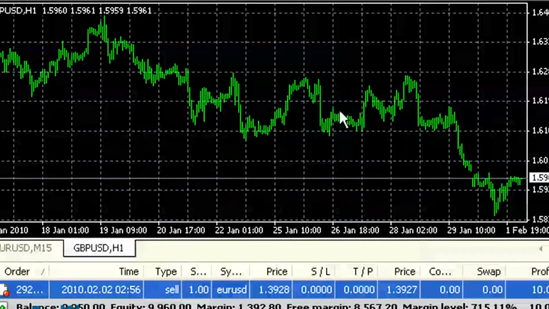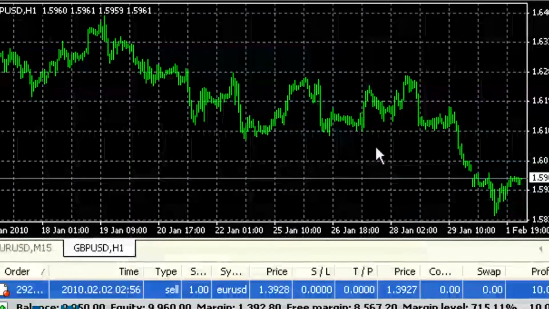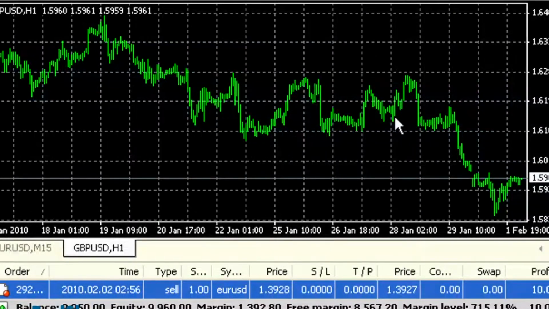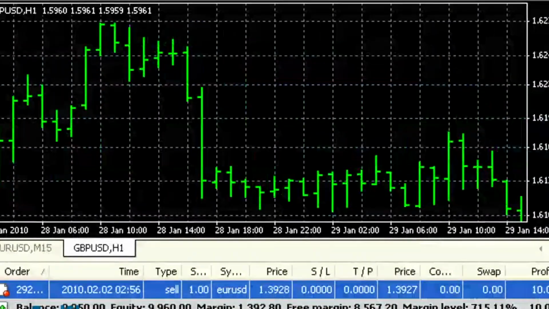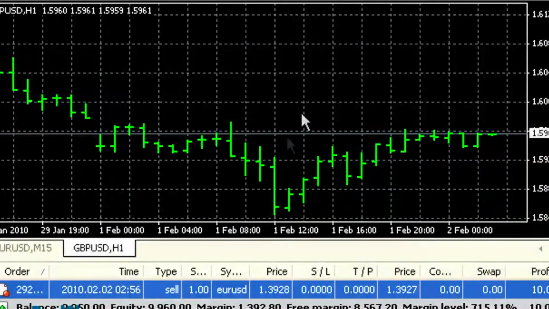When you first pull up a chart in MetaTrader, it may look like this. A black background with some green lines. If we zoom in, you can tell that these lines have a meaning to them. Each line indicates 1 hour worth of trading.